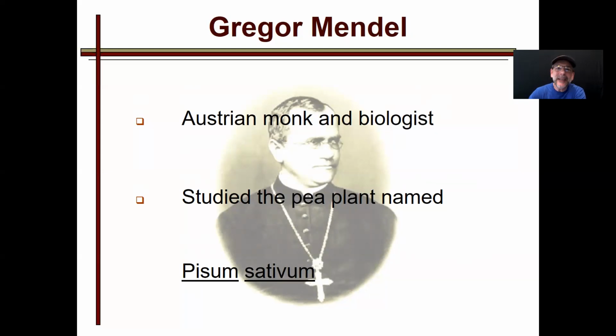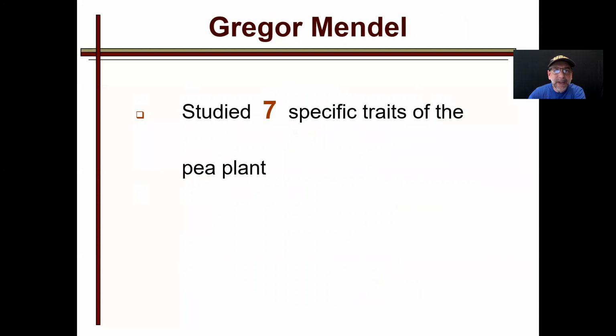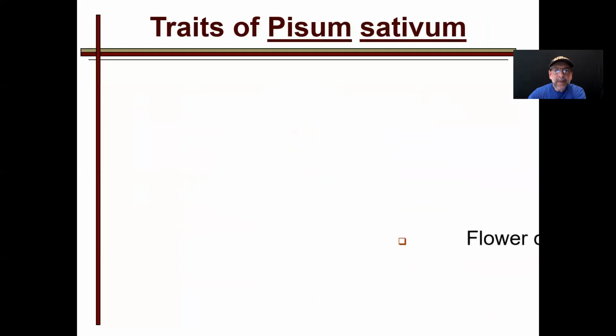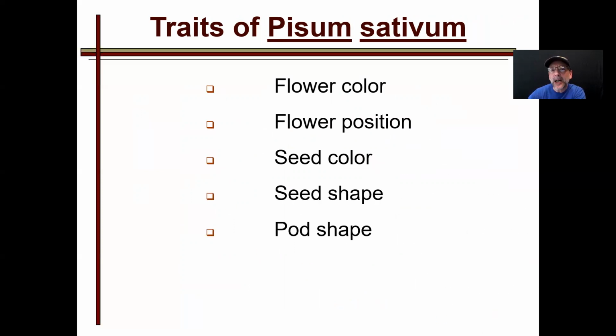It's the garden pea. So Mendel studied 7 different characteristics of Pisum sativum, and he then studied how these traits were passed from generation to generation. Well, what characteristics did he study? He studied flower color and flower position. He studied seed color and seed shape. He then studied pod shape and pod color. And then finally, he studied stem length.